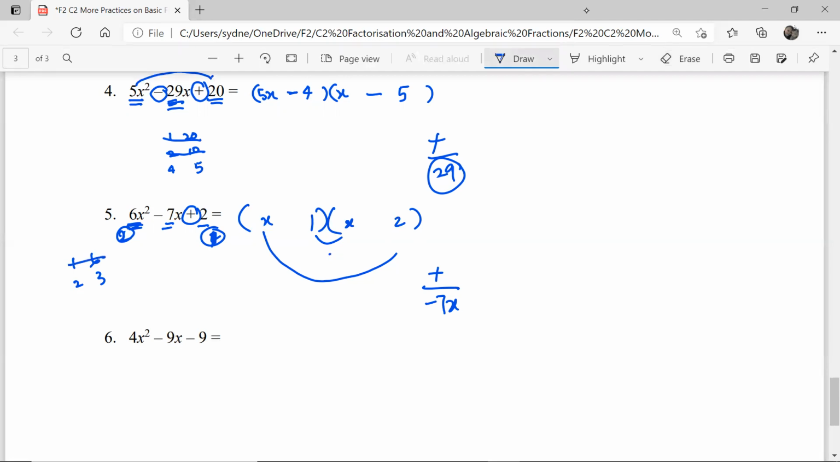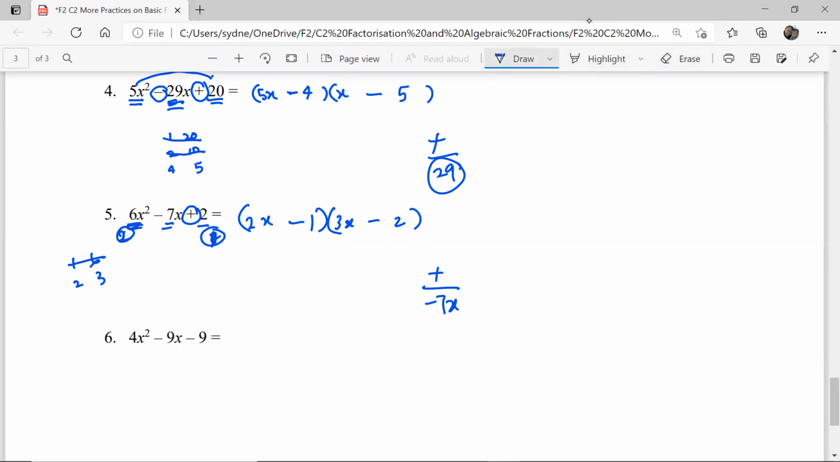Now we try with 2, 3. So let's put 2 here, 3 here. So we have 3x. The inner pair 3x. The outer pair is 4x. And when we add 3x, 4x, isn't it? We get 7x. And I want it to be negative 7x. So both must be the same sign, negative. So negative, negative. That's it. We have just factorized this.